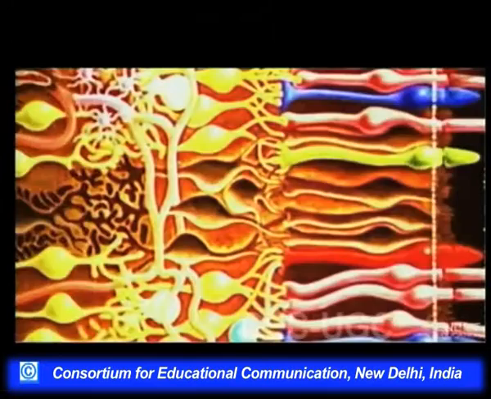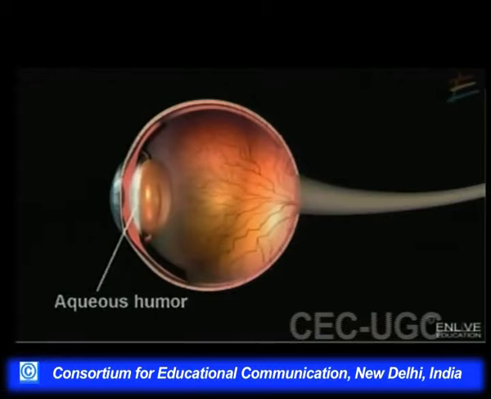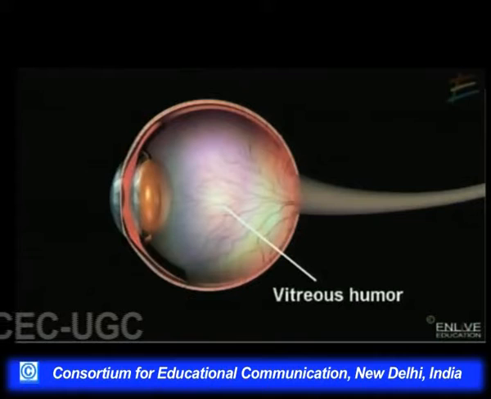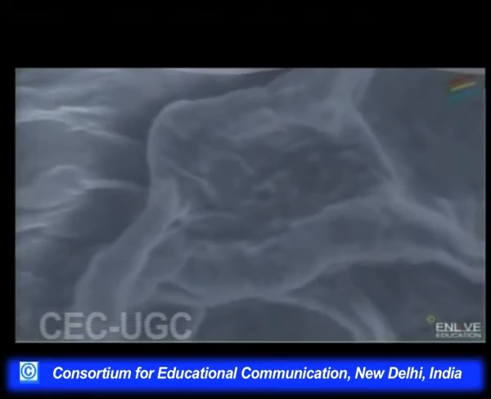Between the lens and the cornea is the aqueous humor, consisting mostly of water and a little salt. This largest space within the eye is filled with vitreous humor, consisting chiefly of water mixed with salt and albumin. It is a highly transparent jelly-like substance and plays a very important role in visual adjustment.